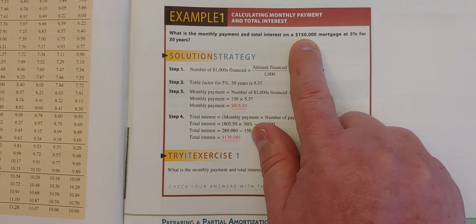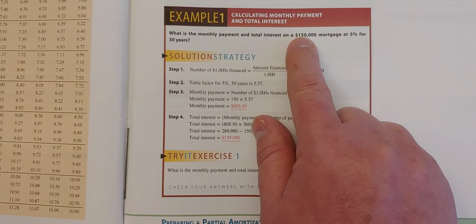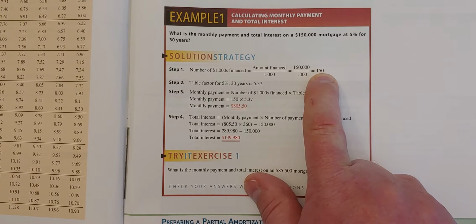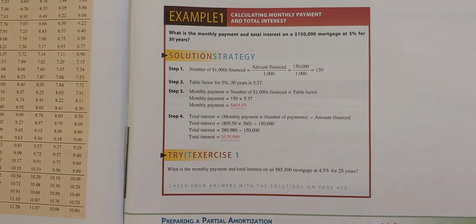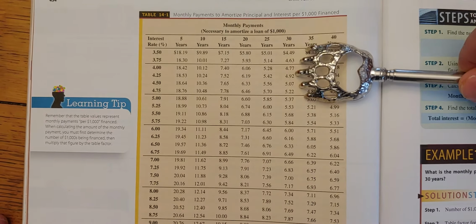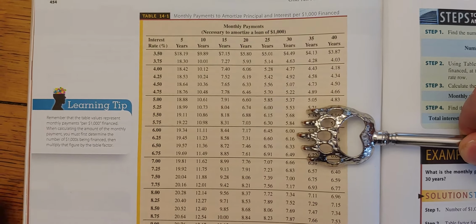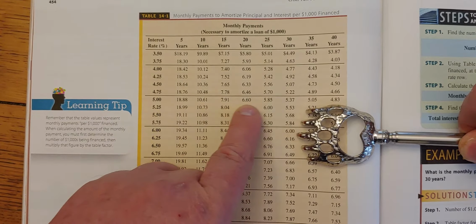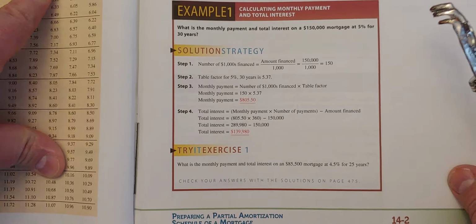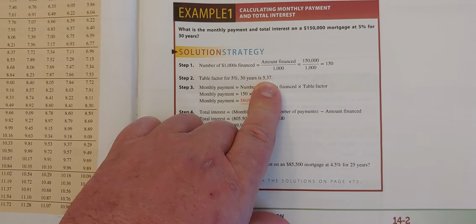So how many units of 1,000? Well, 150,000 divided by 1,000 is 150. So there's 150 units. And that's what they talk about here, so 150 units. So the table factor, if I go over here, of 5% for 30 years. All right, so we have 30 years. That's the column right here next to the bear paw. And 5%. All right, so it should be 5.37. And I think that's what they find over here. So 5.37 is the factor.